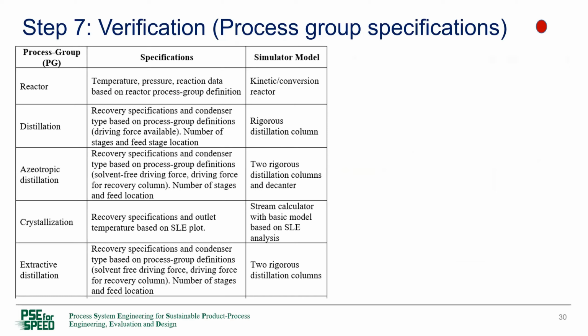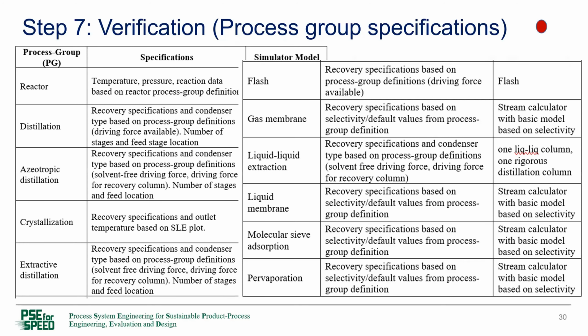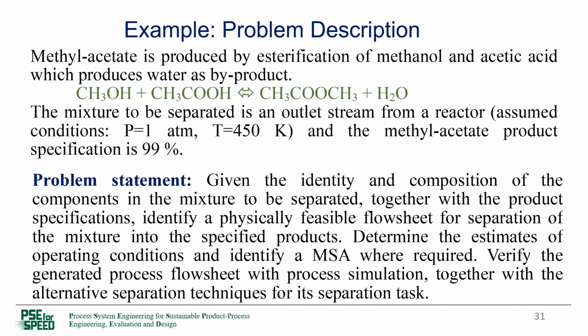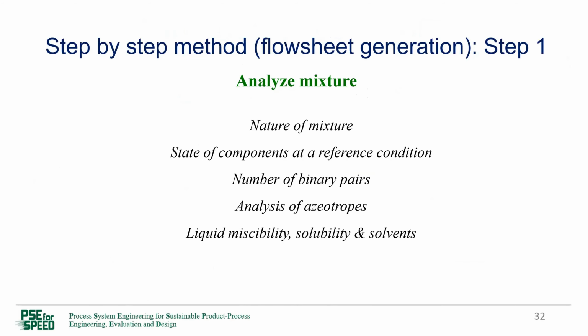And then I will briefly go through an example, and you will see the example for HDA later on as part of the software. Here is the methanol plus acetic acid gives methyl acetate and water. We have all the information. We need to find the nature of the mixture, the state of the components at the reference condition, the number of binary pairs, analysis of the isotopes, miscibility, and so on.